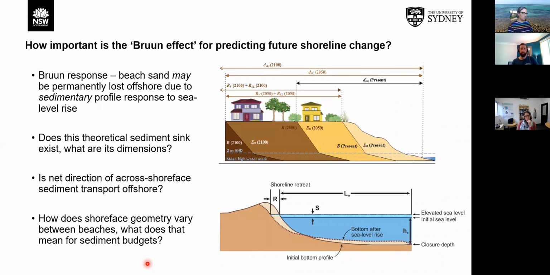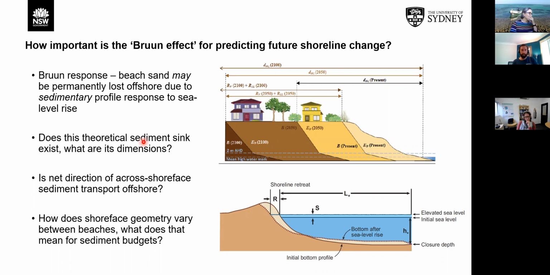So what is the meaning of all of that, or why do we care? We want to know how important this Bruun effect is for predicting future shoreline change. It's a concept that's often applied as a concept for the upper shore face only, but the upper shore face is sort of defined on annual timescales. So if we're interested in 100 years of sea level change, what does that mean? We need to think, how relevant is this concept for the broader shore face?